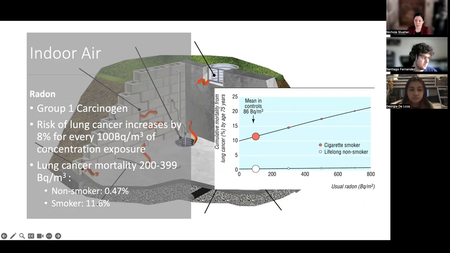The concentration of radon is measured in a unit called becquerels per cubic meter, or Bq/m³. It has been found that the risk of lung cancer increases by more than 8% for every 100 becquerels per cubic meter increase in concentration, with an even higher percentage for smokers. For example, you can see in the chart here that the percent mortality from lung cancer for a non-smoker with a radon exposure of 200 to 399 becquerels was 0.47%, and for a smoker with the same level of exposure, the percent mortality from lung cancer was 11.6%.